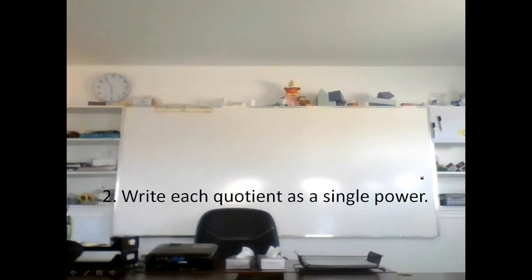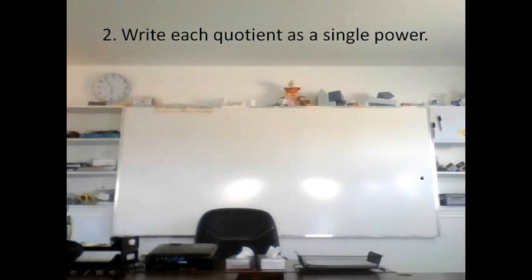Now, number 2, write each quotient as a single power. When you divide two or more powers with the same base, you can write them as a single power. It helps to think about it as repeated multiplication as well. If you have 8 to the power of 7 divided by 8 to the power of 4, you can rewrite this in fraction form.